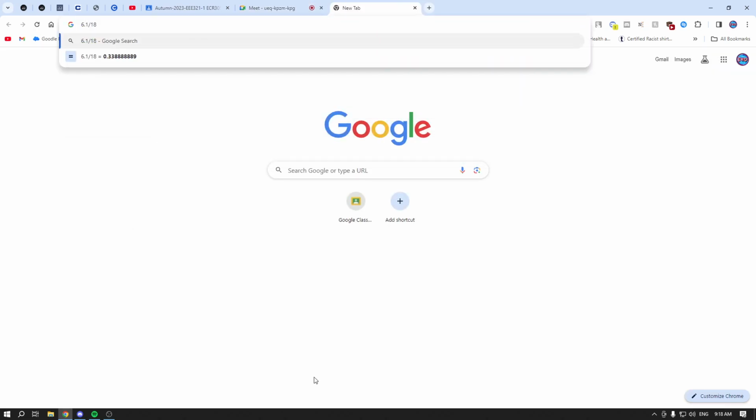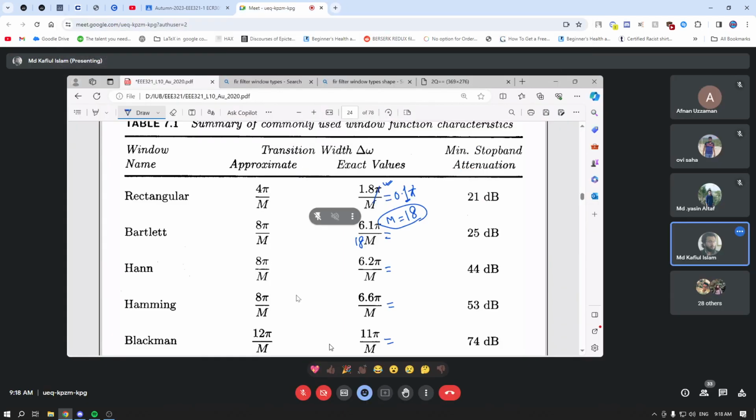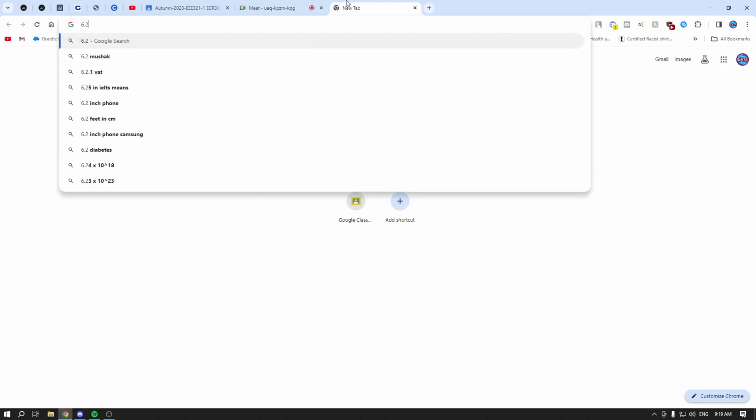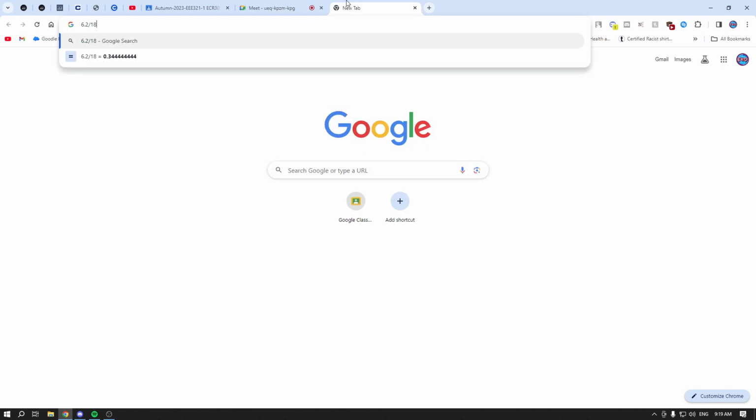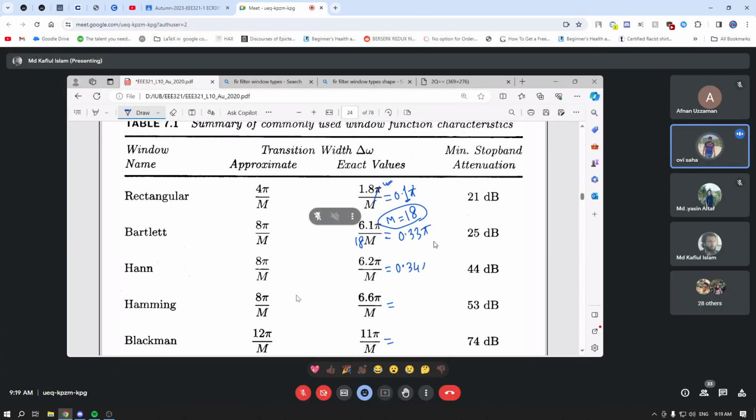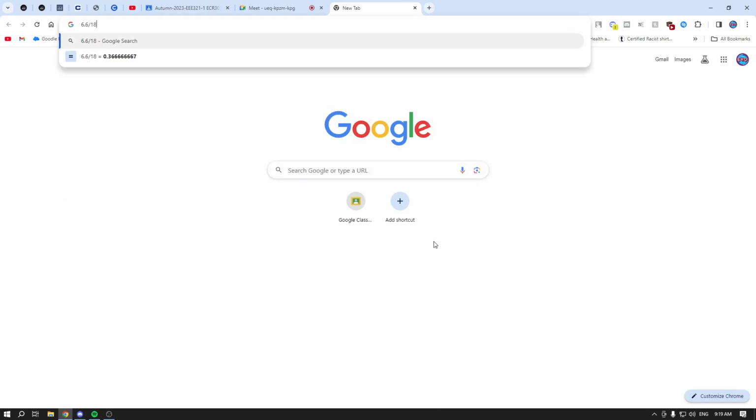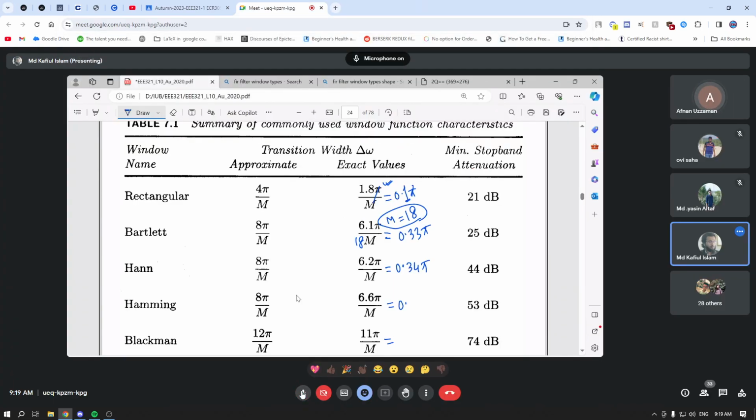Someone tell me, what are the values with M equal to 18? What is the value for Bartlett? Hanning and... what is this? 0.34. What is this? 0.36. This is 11 by 61. 61. Yes, sir.